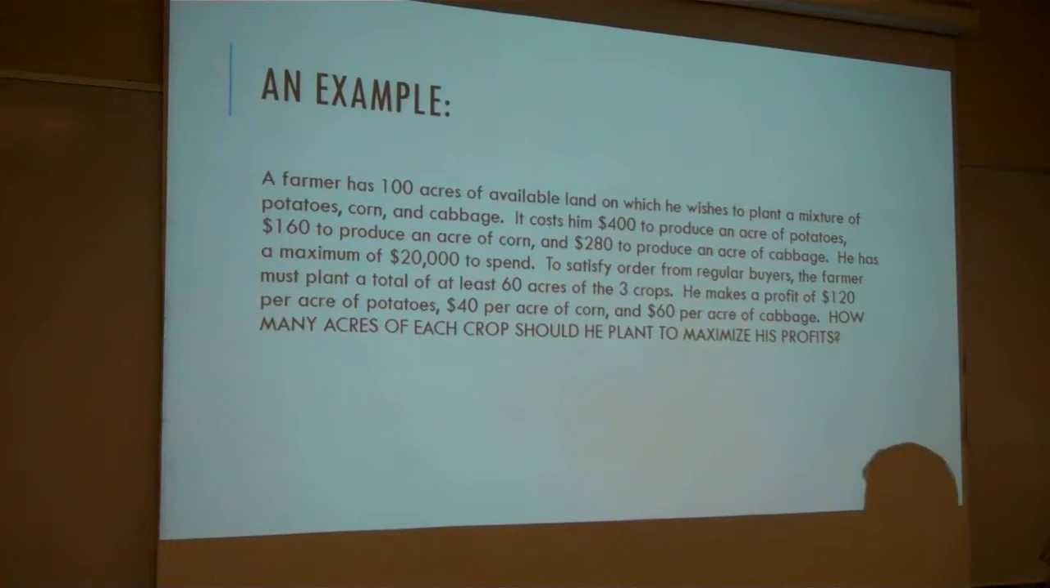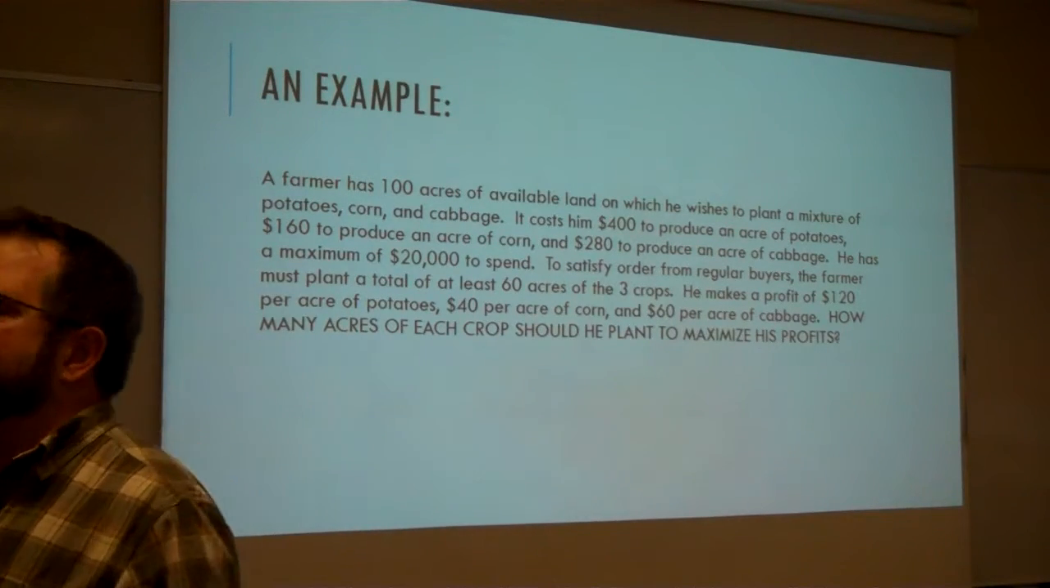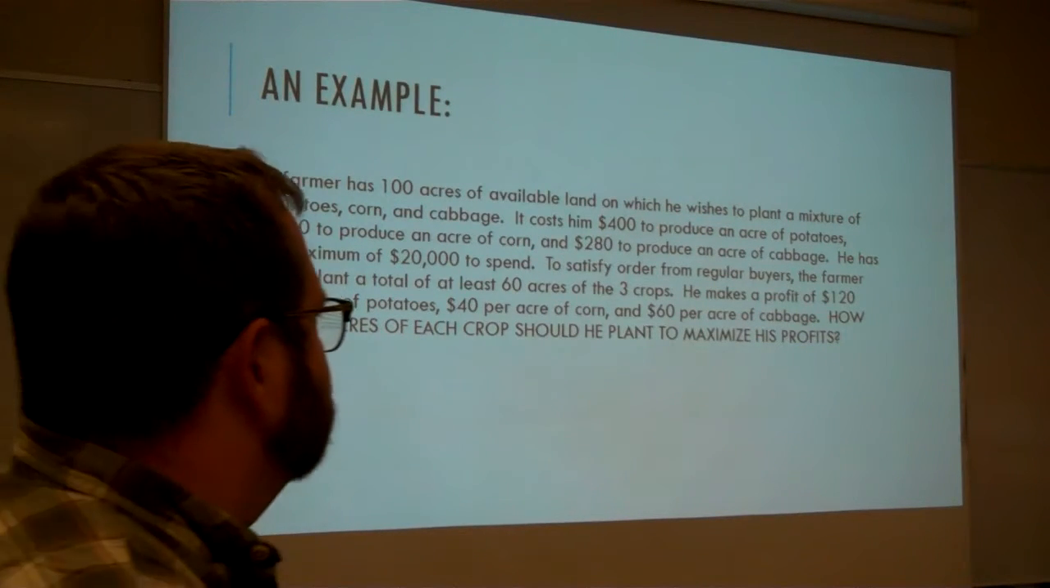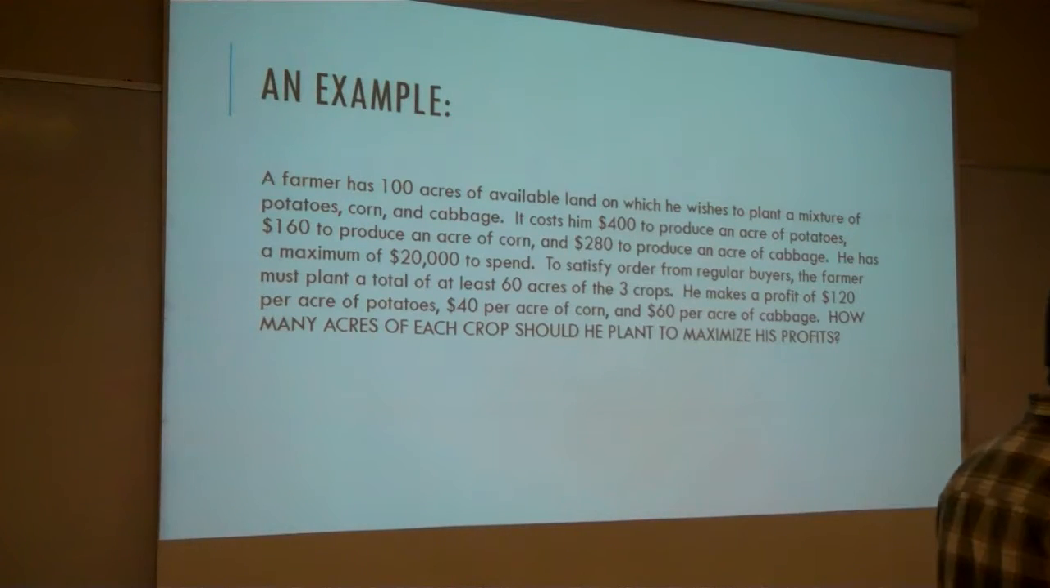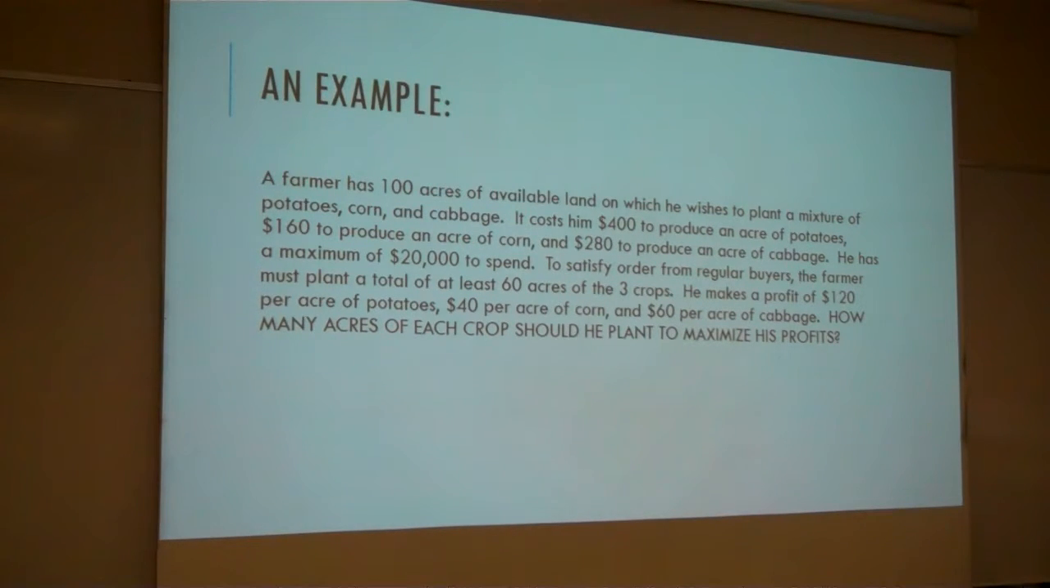Here's our problem. A farmer has 100 acres available of land on which he wants to plant a mixture of 3 different vegetables, potatoes, cabbages, and corn. It costs him $400 to produce an acre of potatoes, $160 to produce an acre of corn, and $280 to produce an acre of cabbage. That's his costs, seed and pesticides and stuff like that. He has $20,000 to spend. His expenses cannot come to more than $20,000 or he can't write the check.